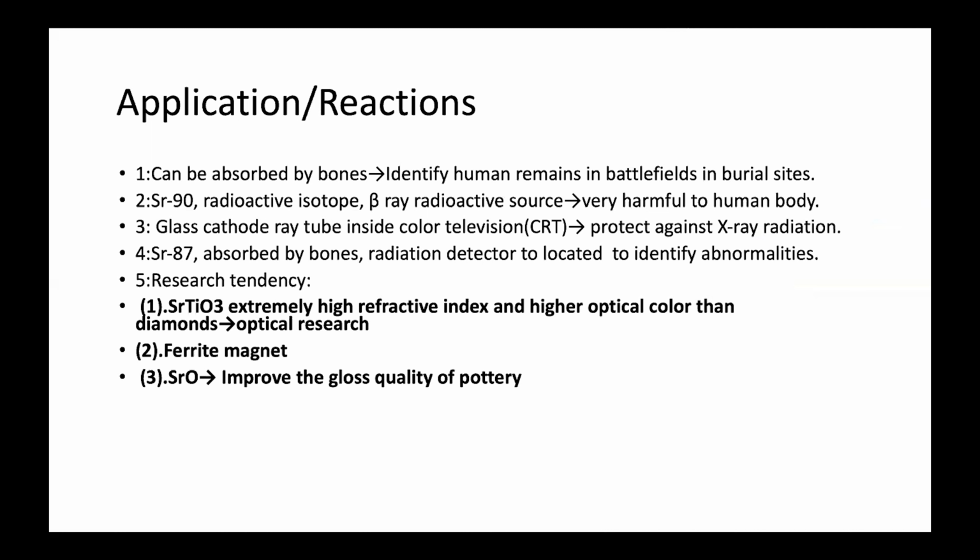Therefore, people can use strontium to identify human remains on battlefields and in burial sites. And strontium-90 is a radioactive isotope. It can be used as a beta ray radioactive source, but it is very harmful to the human body. And third, the glass cathode ray tube inside color televisions. It can be called a CRT. So this tube can be used for protecting against X-ray radiation.